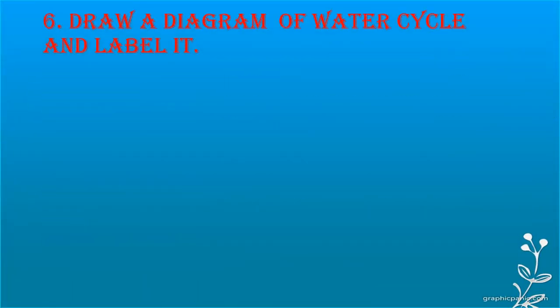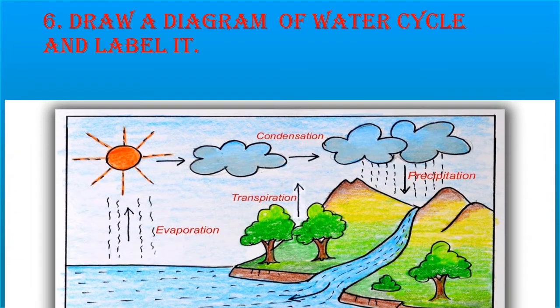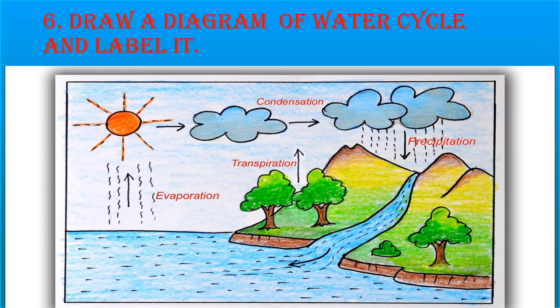Exercise number 6 is draw a diagram of water cycle and label it. This is the important diagram of this chapter. First you have to draw the diagram and then you have to label it, means you have to write down the stages as well. So first, sun plays an important role.